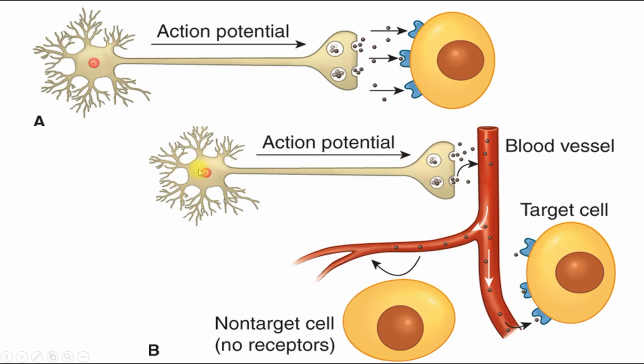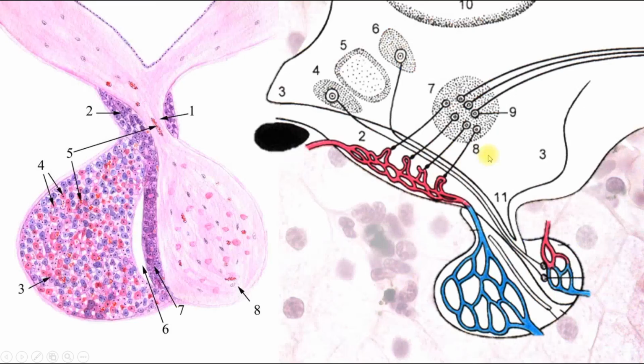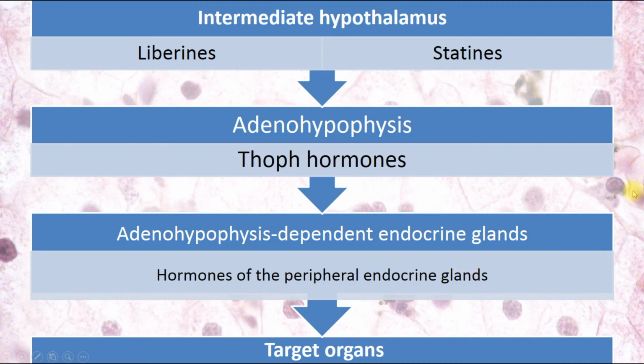And here we can see how a neurosecretory cell works. It releases hormones directly into the blood vessel. So we have two systems of interaction: anterior hypothalamus and posterior hypophysis, and intermediate hypothalamus and anterior hypophysis, or adenohypophysis. And we have different levels of regulation of the endocrine organs. So the intermediate hypothalamus produces liberins and statins, and they have target cells in the adenohypophysis.